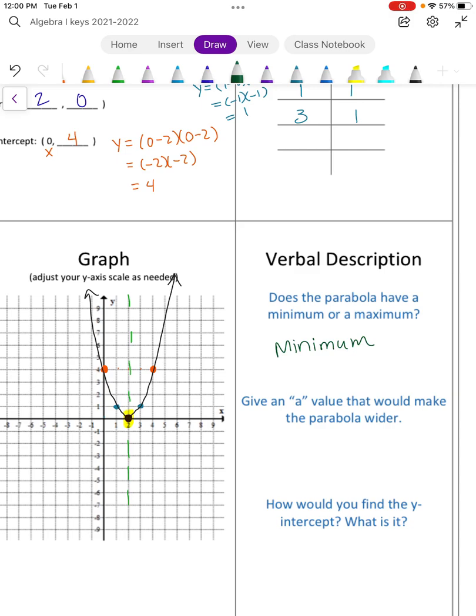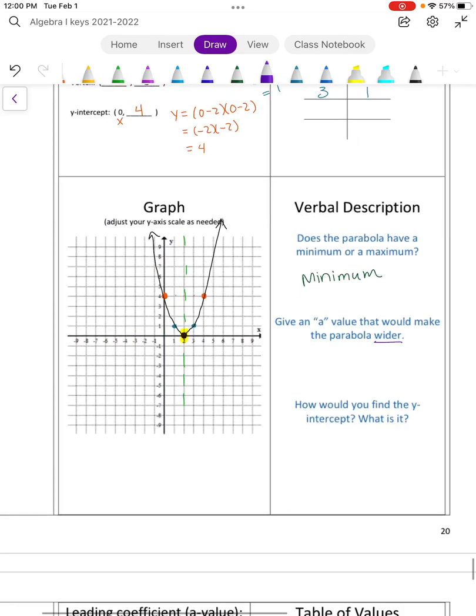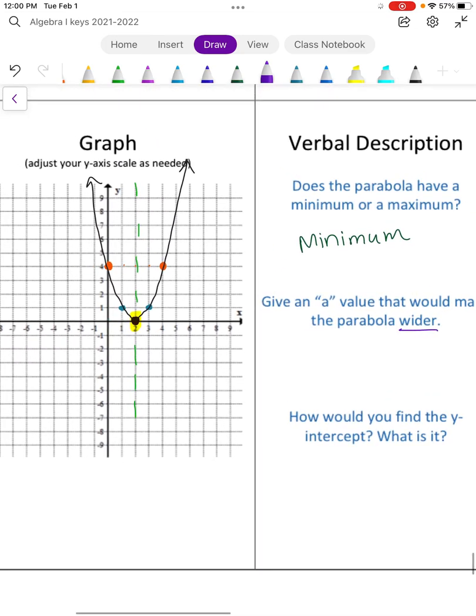Then we want to give an A value that would make the parabola wider. Well, remember, it's got to be smaller to be wider. So right now, our A value is 1, so we want our A value to be less than 1. So we could pick 3/4 or a half or 1/4 or 1/5 or 1/16, whatever you want, as long as it's less than 1. I'm going to pick 1/3 because that's less than 1, so that would make our parabola wider.